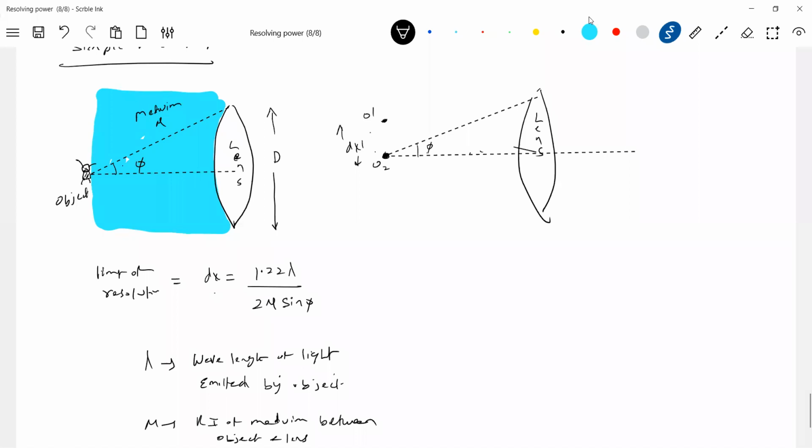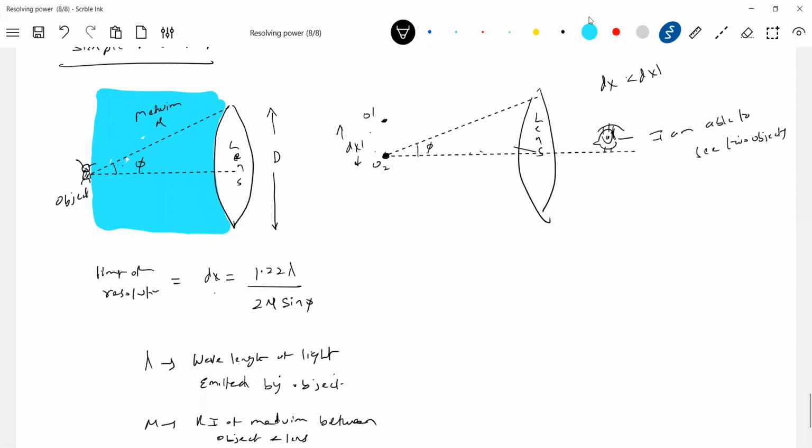So the human eye is able to see two distinct objects produced by this lens when dx is less than dx dash. And now, if you remove the lens, the eye says, I'm unable to see it. Okay, I think now you are able to get this. The human eye says that I'm able to see two objects. This is happening because the limit of resolution is less than dx dash.